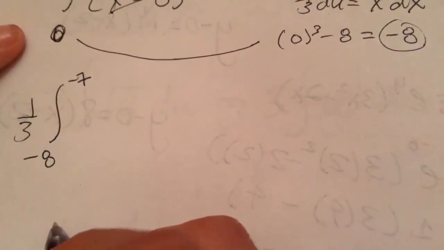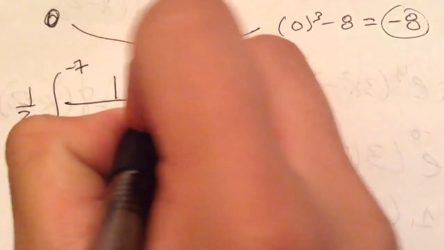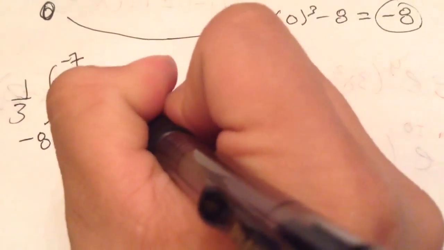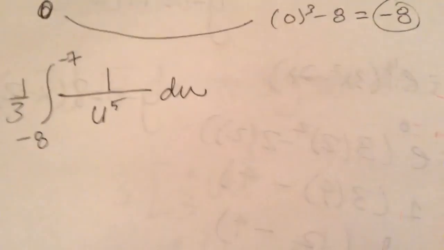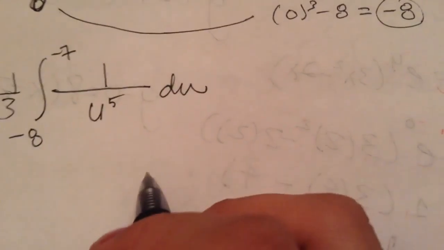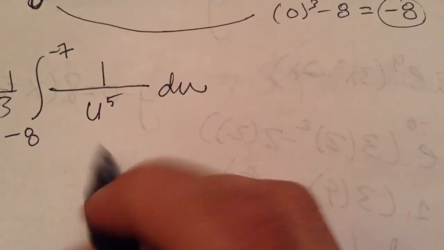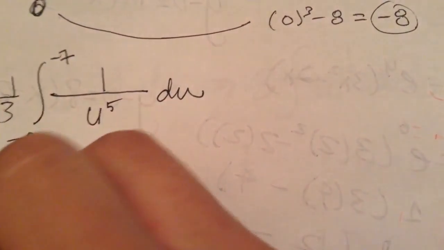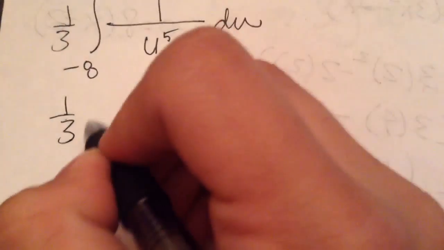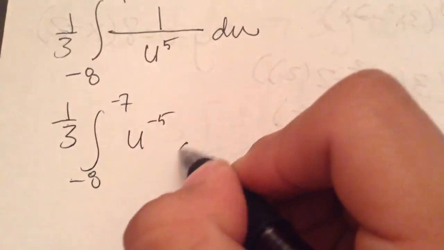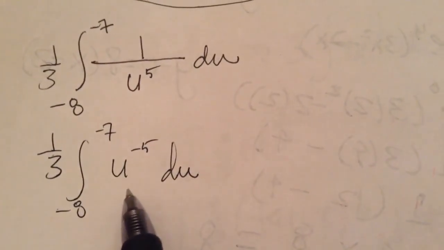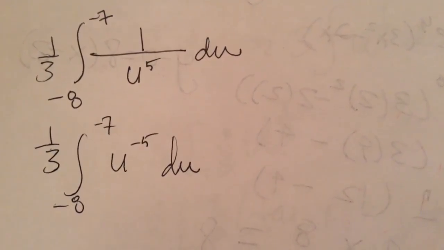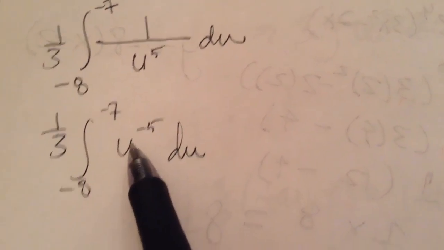of u. So right here we're going to have 1 over u to the 5th du. And so to simplify it, I'm going to move this du over to the top. So we're going to have 1/3, from -8 to -7, u to the -5th du. So now it's going to be easier to bump up and divide right here. So that's what we're going to do next.